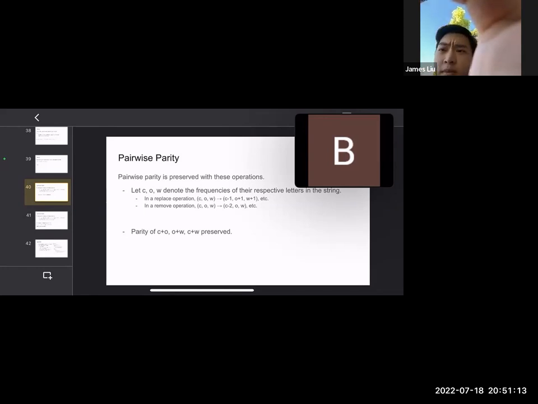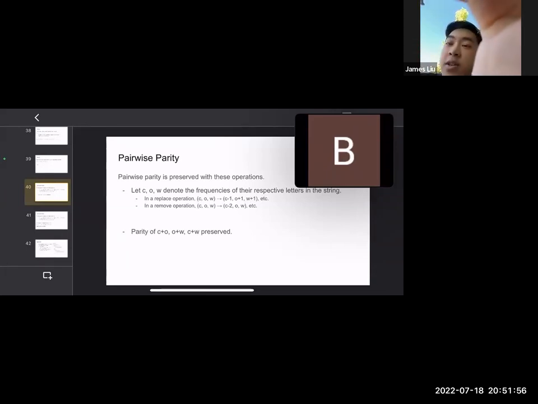Now why is that? So we can test out the two operations. Let the lowercase c, o, and w denote the frequencies of each letter in the string, to get the running count of how many letters of those COWs are in the string. Now in a replace operation, we take away one letter and then add to the other two letters. So C minus 1, O plus 1, and W plus 1, if we replace the C with an O and W.